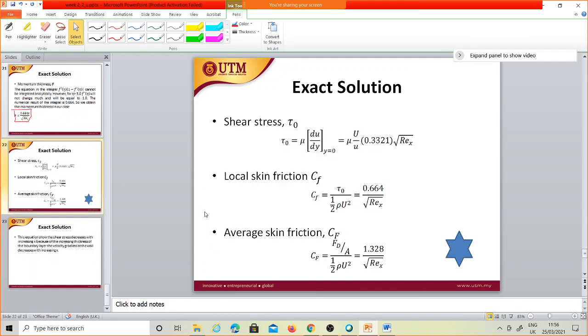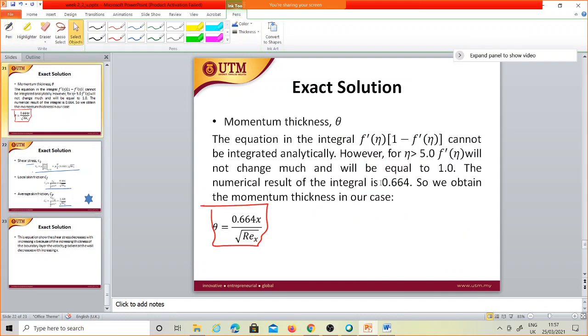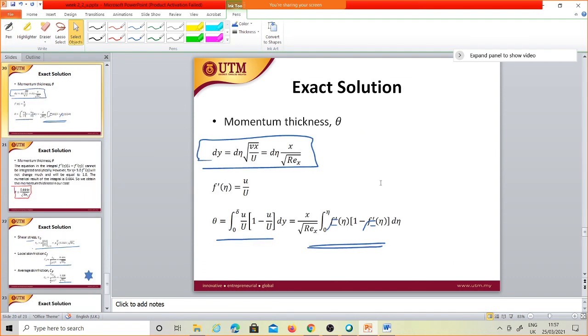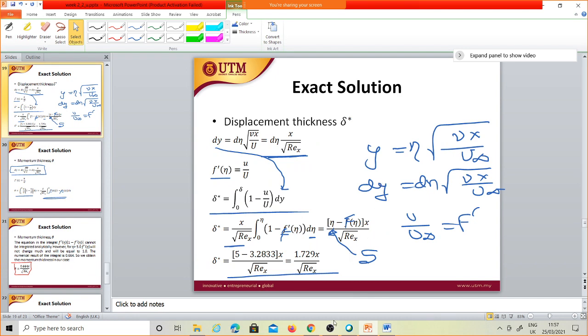Okay, and there are some other exact solutions. You just need to remember them like this, okay? So your stress tensor will be like this. Your local skin friction coefficient is like this, and then we have the average friction like this. So we have different values. Okay, all the expressions are related to the Blasius form, which means the solution of the Navier-Stokes equation. Okay, that's all because it's already time.